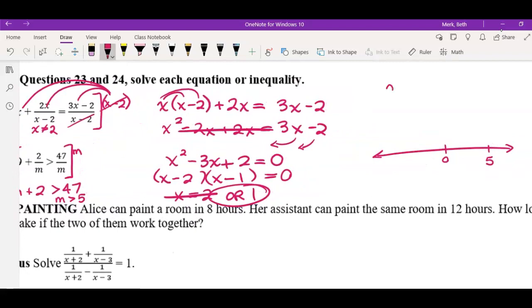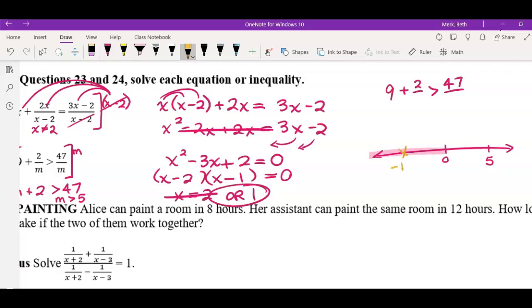So we're testing with 9 plus 2 over m equals 47 over m, our original problem. So I'm going to pick a point over here, like negative 1. If I replace m with negative 1, remember the original problem, this was greater than. Is 9 minus 2, that would be 7, is that greater than negative 47? Yes, it is. So we keep this portion.